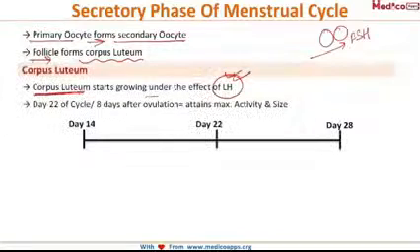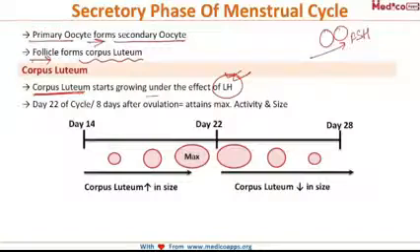The corpus luteum keeps on increasing in size, and the maximum activity and the maximum size is attained at day 22 of the cycle, or 8 days after ovulation.